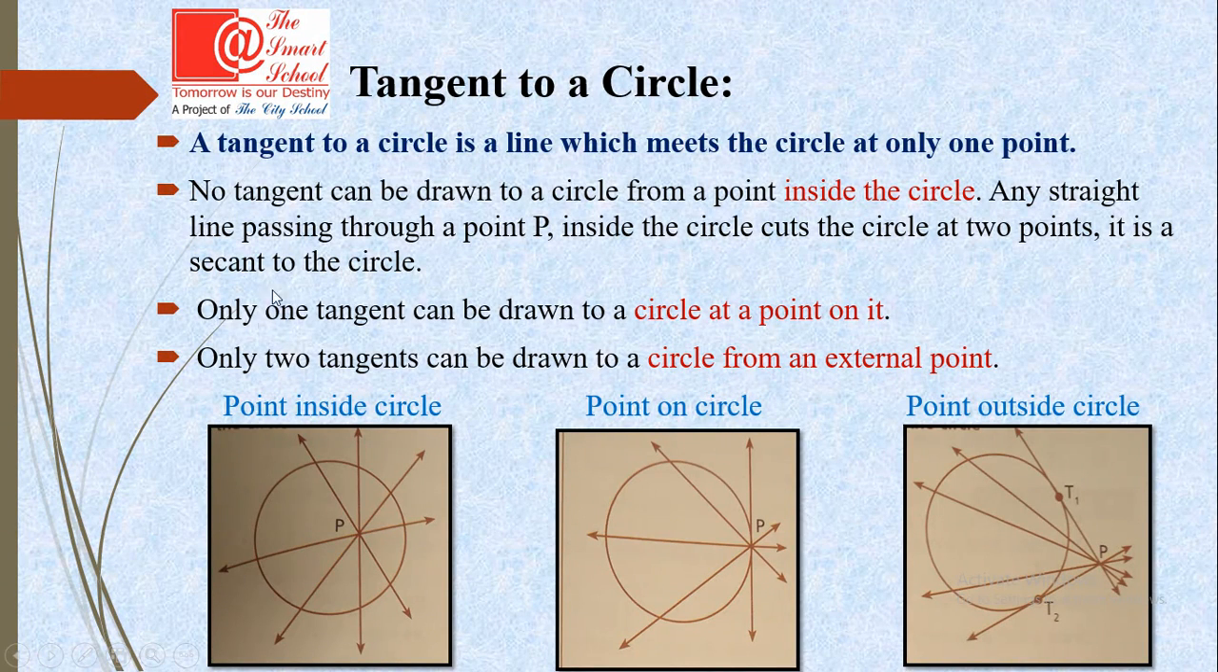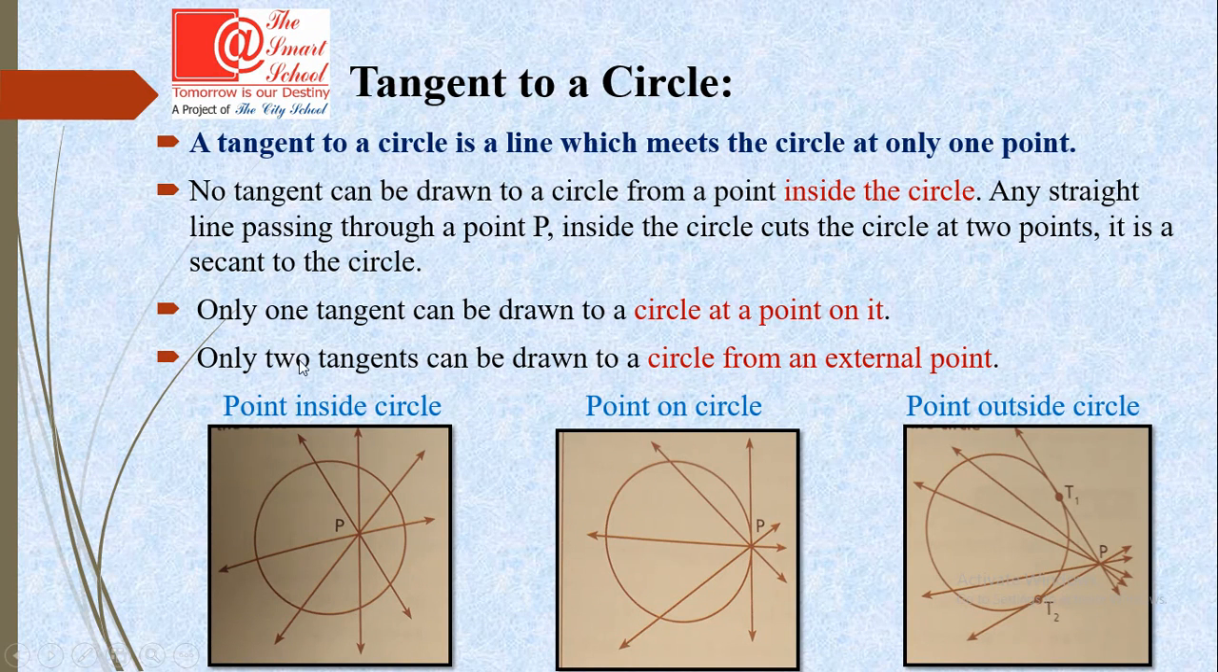Now, point on circle. Only one tangent can be drawn to a circle at a point on it. So if this is a point on a circle, only one tangent can be drawn. The other one will not be a tangent because again this is cutting 2 points of the circle. This is also cutting 2 points here and here. This is also cutting 2 points here and here. So only this line is the tangent, which is touching the circle at 1 point only.